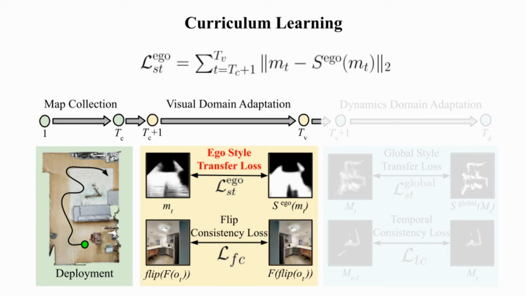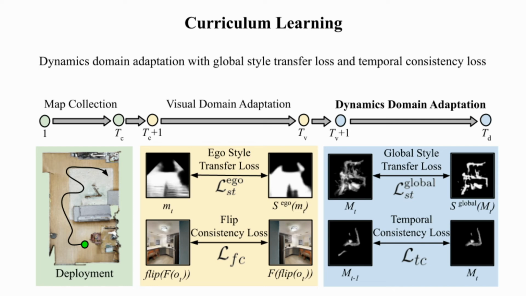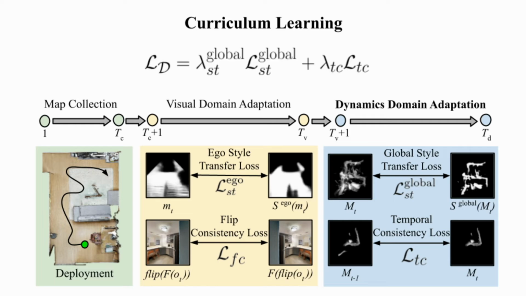Second, when an RGB observation and its flipped image are given to the agent, we expect the predicted maps to be the same but flipped. We designed a flip consistency loss which guides the agent to make such consistent map predictions. Finally, the agent is trained for dynamics domain adaptation. The localization model is fine-tuned with global style transfer loss and temporal consistency loss.